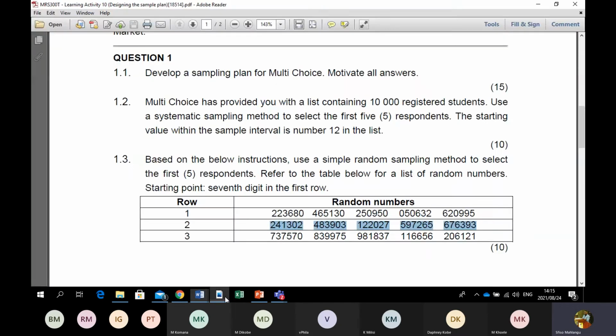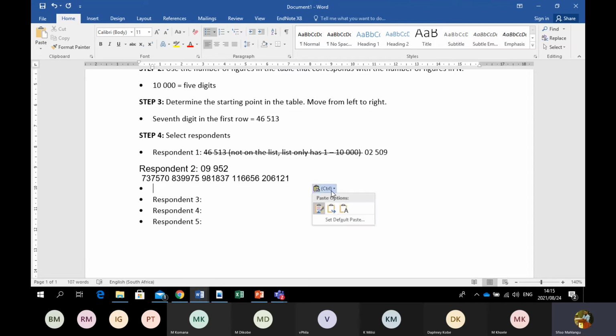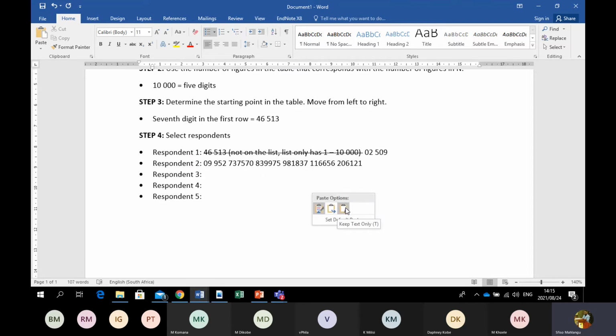So if you continue with the table to the next respondents, to continue searching for the next respondents, if it's printed, you can easily use a circle or a highlighter to circle the numbers. It becomes much easier. 37,000 is also not on the list. 83,000, not on the list. 59,000, same story. 37,000, not on the list.